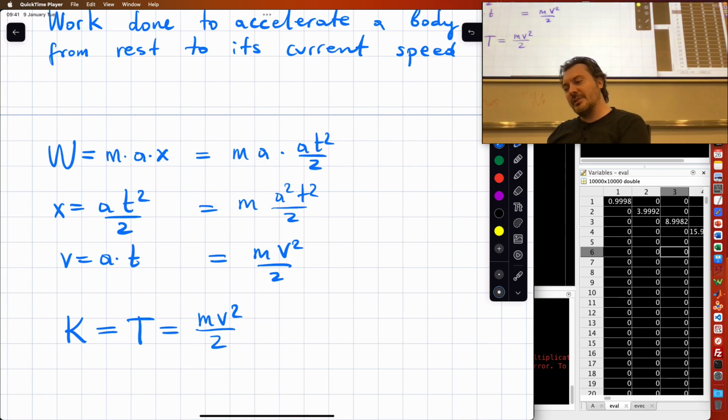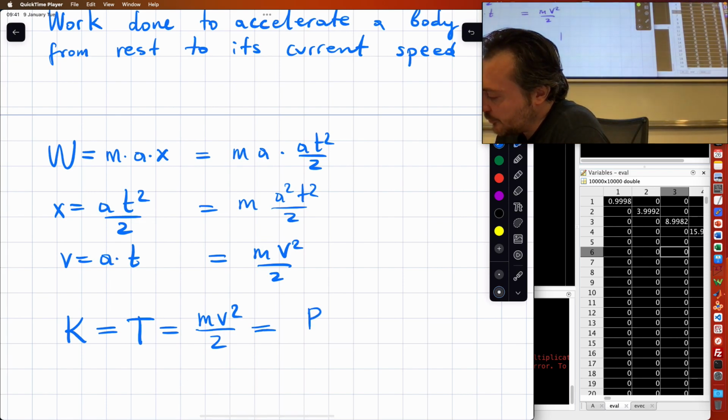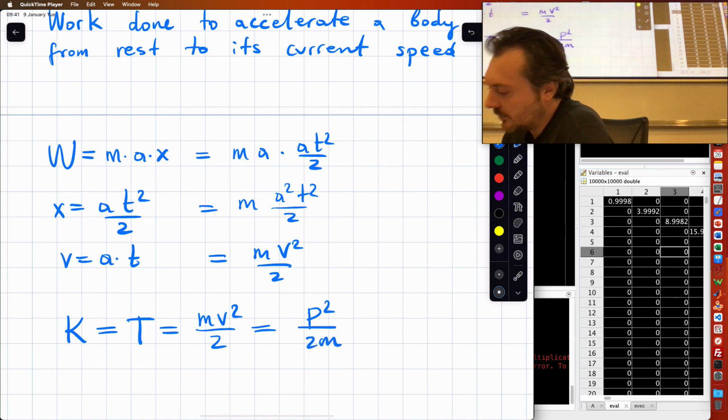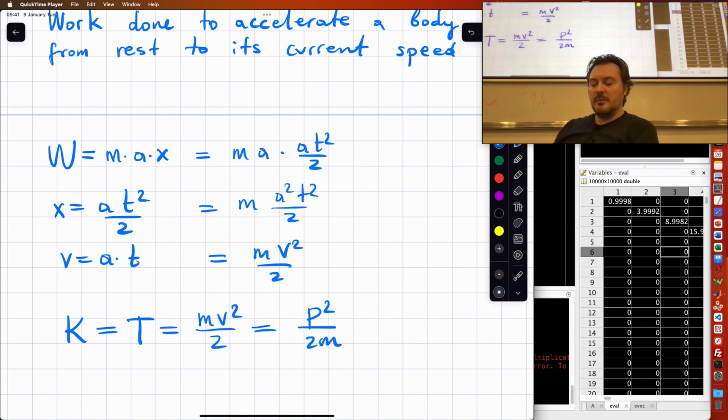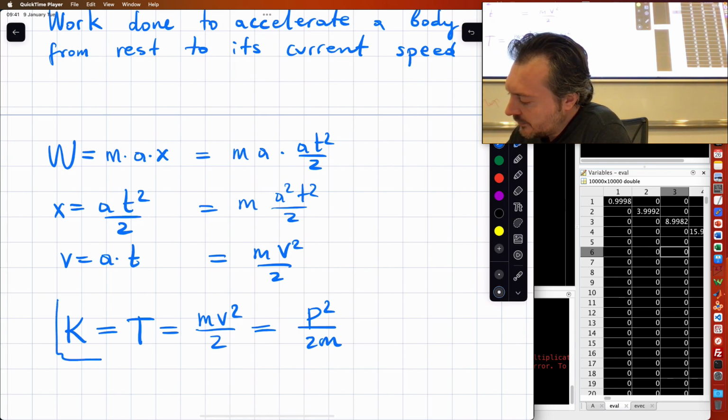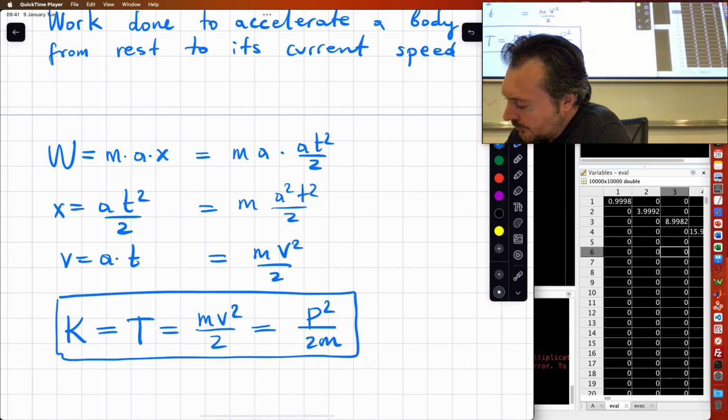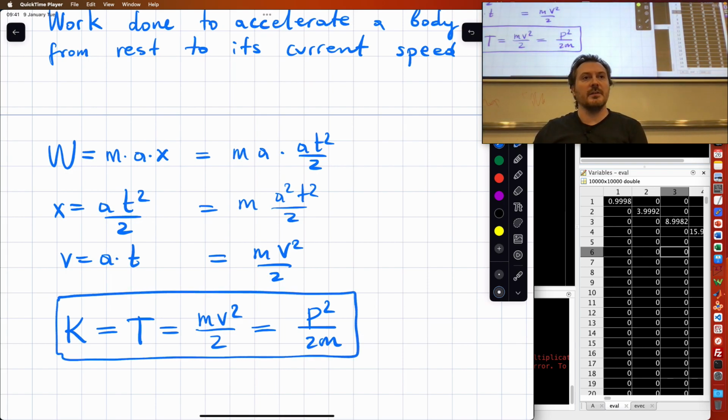A more popular version of kinetic energy in this course will be p squared over 2m. Okay, we will enjoy working with momentum more than working with velocities. Okay? Do you see how it's p squared over 2m? Yes, because p is m times v, right?